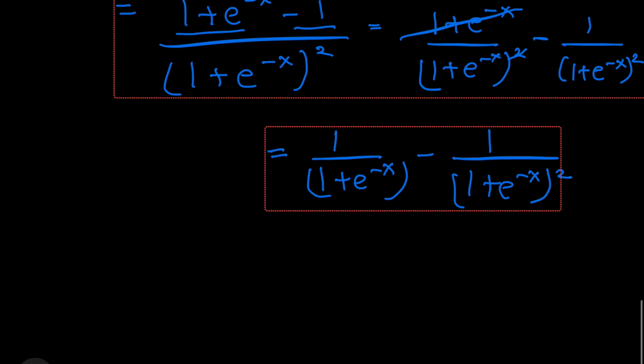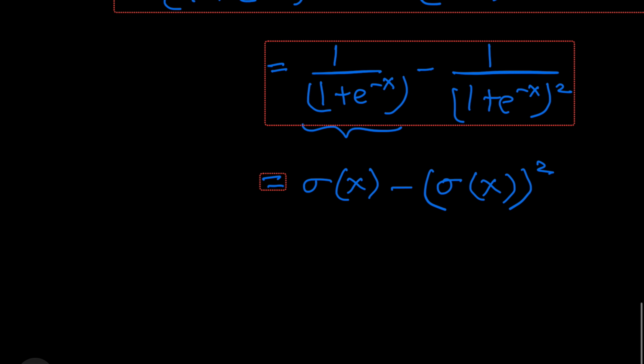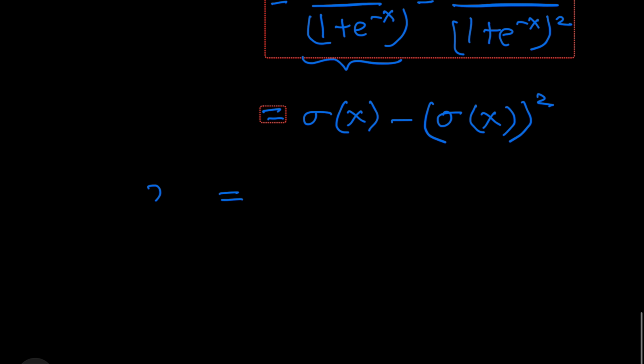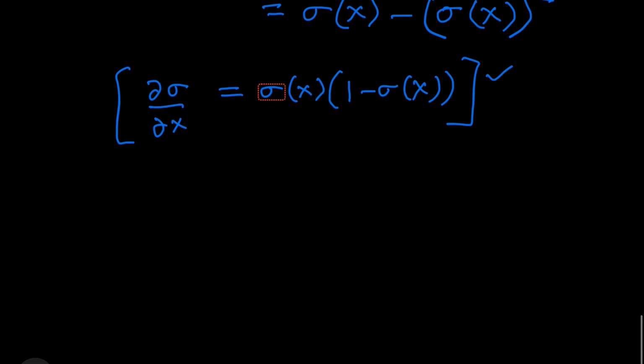Now this is nothing but sigma x again. So it is sigma x, and what is this? It is nothing but sigma x whole square, right? If I take sigma x common, then the gradient of sigma is nothing but sigma x times 1 minus sigma x. That's it. Now why did I do this differentiation? Because it will make our life much easier. So now let's do backpropagation one step so that you understand how backpropagation works.